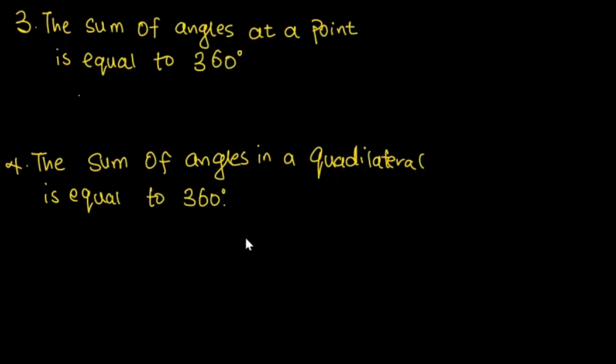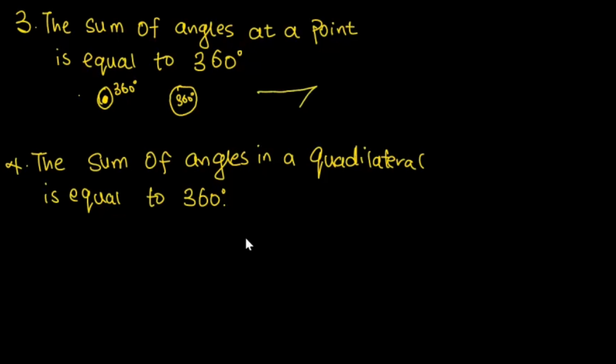The third point is that the sum of angles at a point is equal to 360 degrees. So this is a point. So the angles at this point is equal to 360 degrees. What does this simply mean? It simply means that to make a complete turn, to go around a circle, is what? 360 degrees. So you could be given something like this.